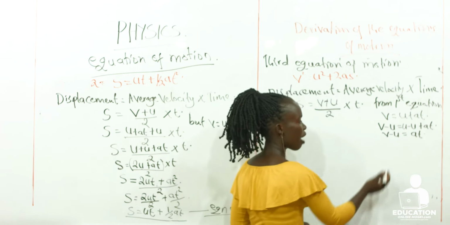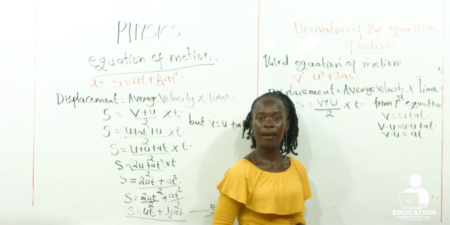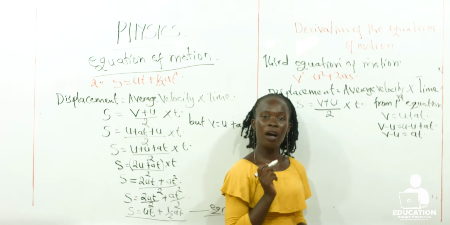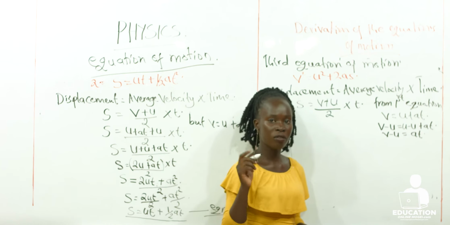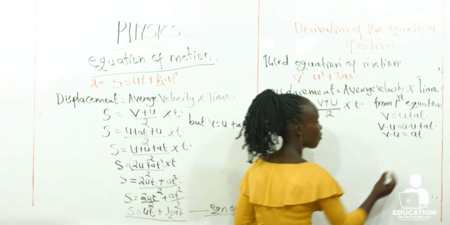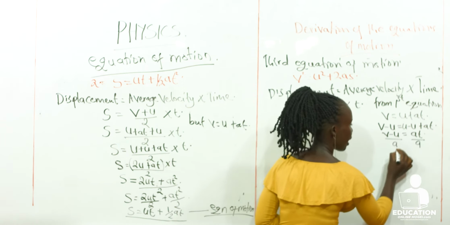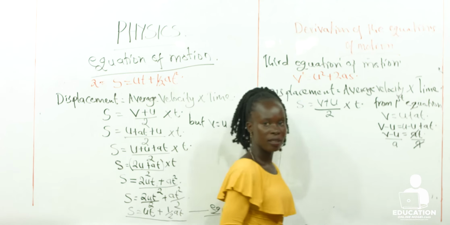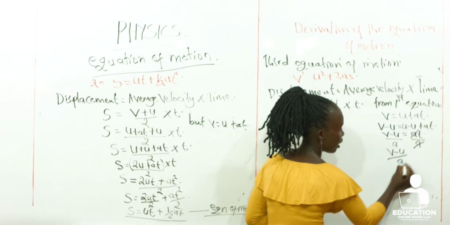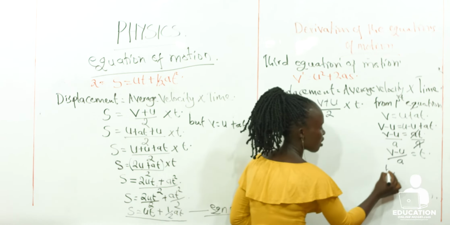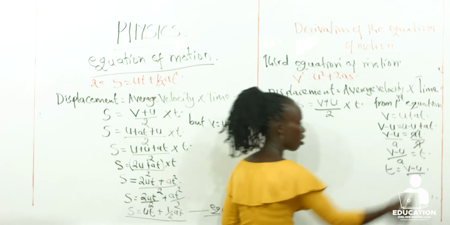Now this time round we have the coefficient of t being a. We don't want t to have a coefficient of a, but we want it to have a coefficient of 1 only. So we divide through by a, and also divide the other side by a. If that cancels, we are left with v minus u over a is equal to t. So that means our value of t is v minus u over a.